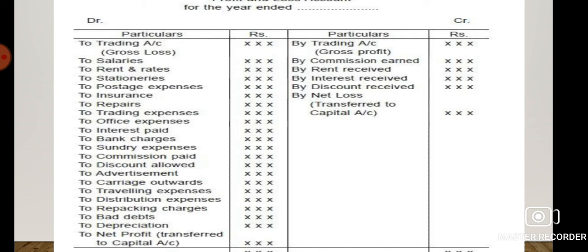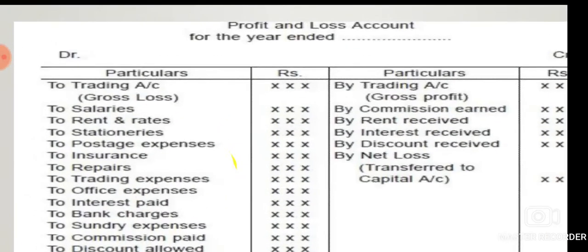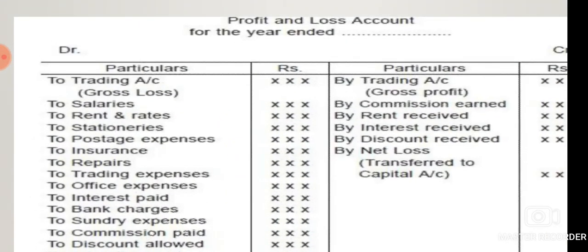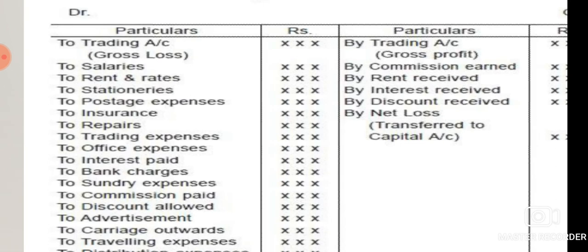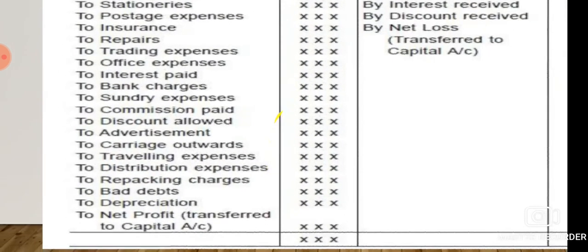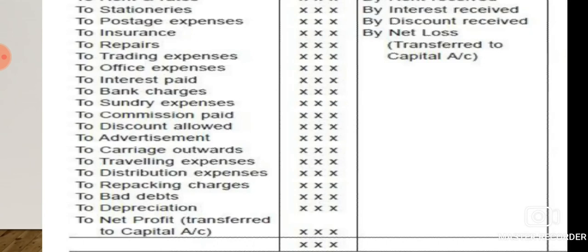Okay. First we will come to the debit side of the profit and loss account. To trading account, this is a gross loss. To salaries, to rent and rates, to stationery, to postage expenses, to insurance, to repairs, to trading expenses, to office expenses, to interest paid, to bank charges, to sundry expenses, to commission paid, discount allowed, to advertisement, to carriage outwards, to traveling expenses, distribution expenses, repacking charges, to bad debts, to depreciation.